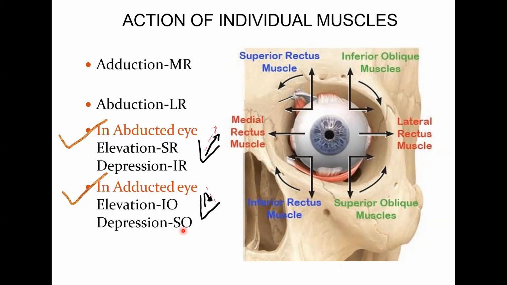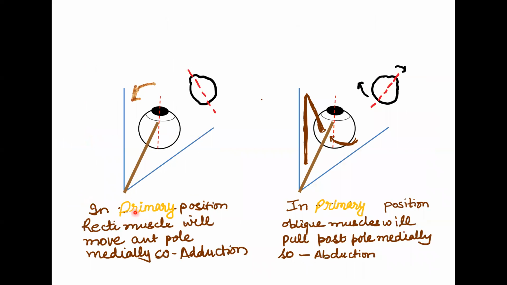But if the eyeball is in the primary position, when we are looking forward, in the first set of eyes we have drawn the recti muscles, in the second the oblique muscles. In the primary position, the recti muscles, when they contract, will pull the anterior pole medially. So they will actually be causing adduction at the primary position, and the oblique muscles, when they contract in the primary position, will pull the posterior pole medially, and the movement which we will see is abduction. So these two things we must remember: during the primary position adduction is also a function of recti muscles, but in primary position the obliques will do the abduction.